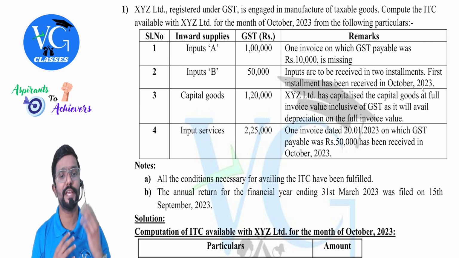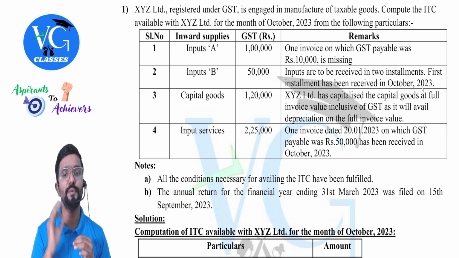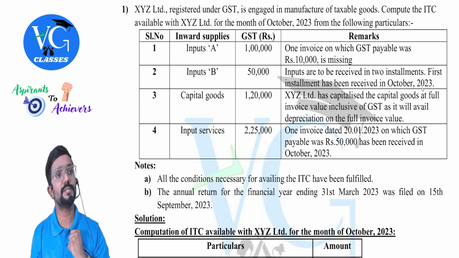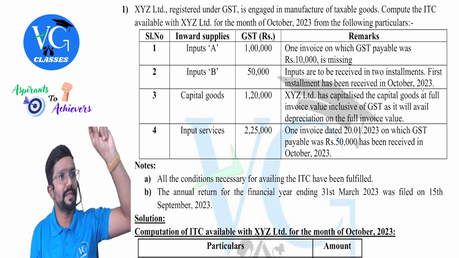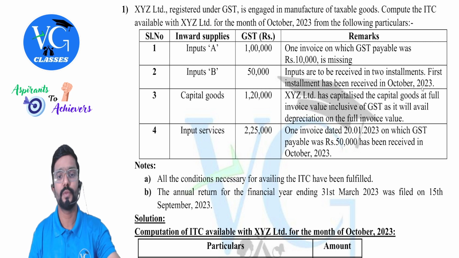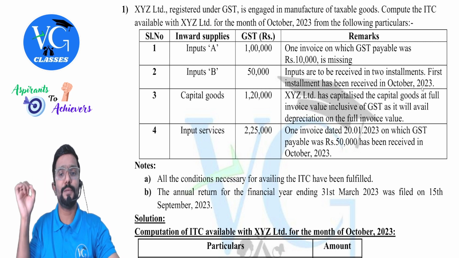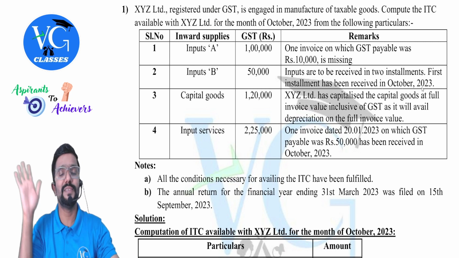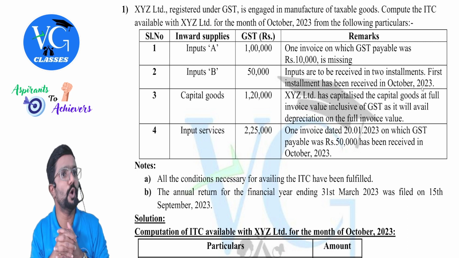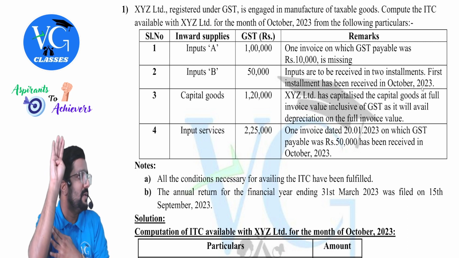Let us see, 4 cases are given. First one, input A, 1 lakh GST is paid on it. They have not given the value of supply, just the GST. One invoice on which GST payable was 10,000 is missing. Can we claim the credit for it? No. Under section 16(2), clearly they tell the recipient should have an invoice copy.